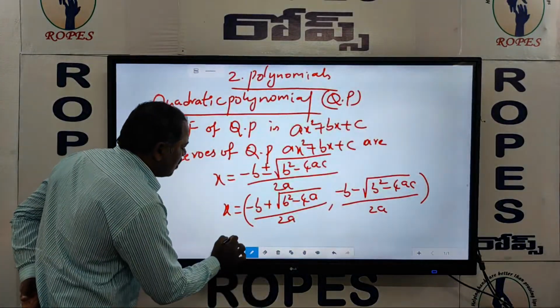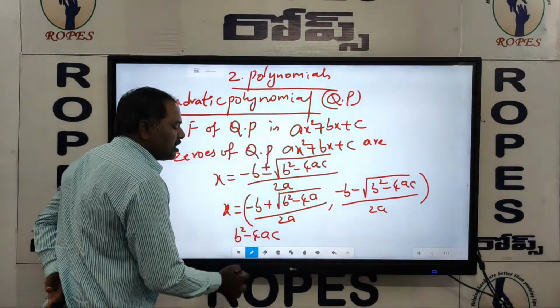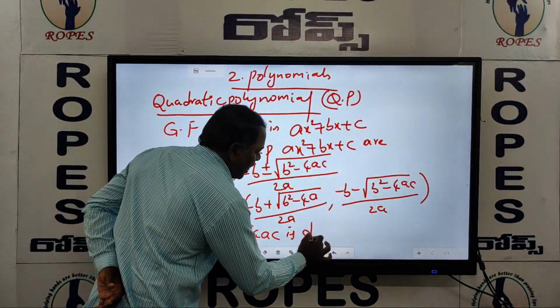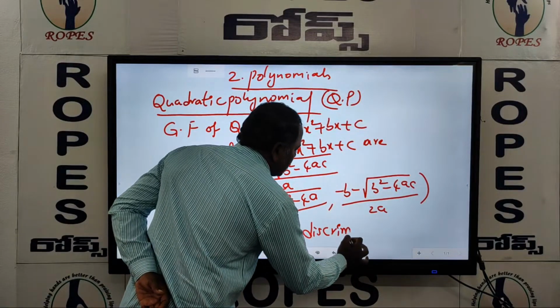In this, b square minus 4ac is the discriminant. So we call this the discriminant.